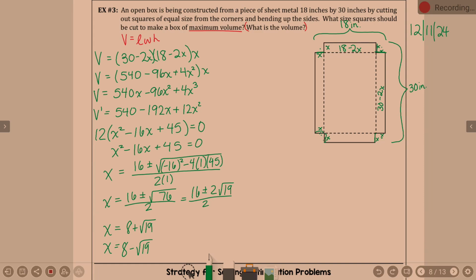What'd you say? 12.359. Okay. What is 8 minus the square root of 19? 3.641. I'm making the 3. Do both of those work? Yeah. Okay.